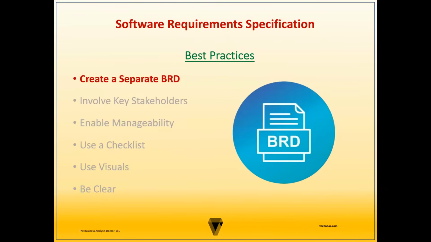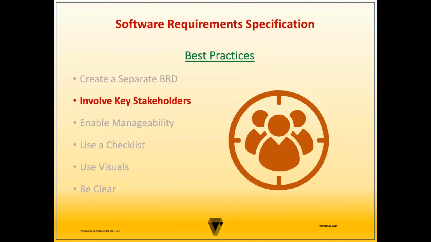Create a separate business requirements document. A separate business requirements document should be developed and approved before formulating the SRS. This helps the business analyst ensure that all stakeholders agree on the scope and expected outcomes before spending time analyzing detailed requirements.